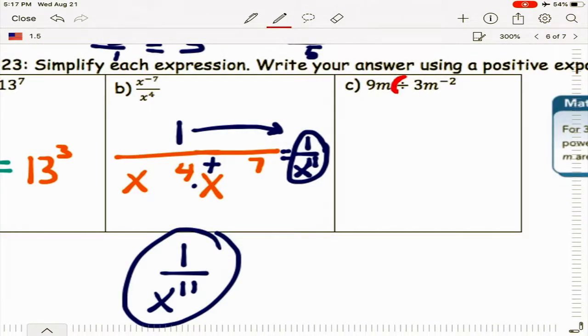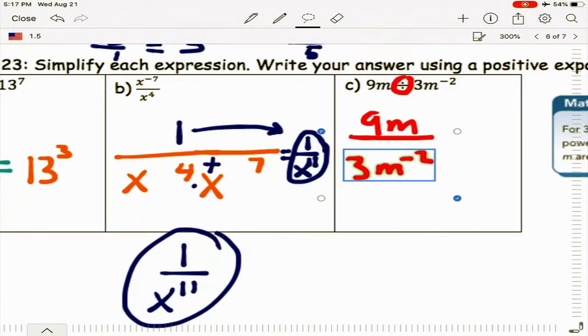Once again, I see a division symbol. Fraction bar right away. 9m is on top, and 3m to the negative 2 power is on the bottom. Whenever I see a negative exponent, right away in my head, I have to create a fraction bar. So step 1 is done. Step 2, convert any negative exponent to a positive exponent.